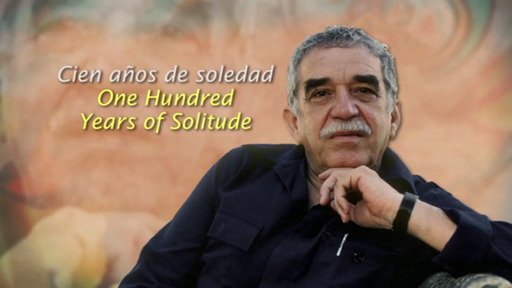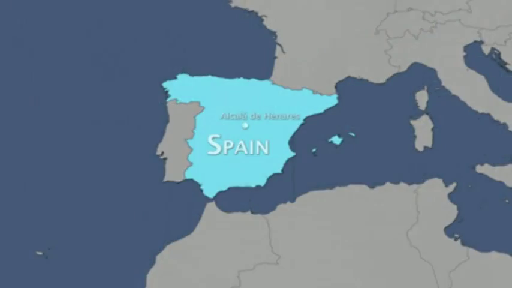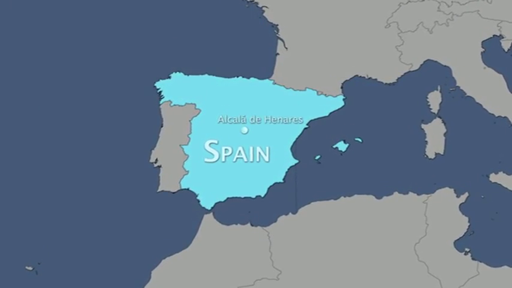And his novel, published in 1967, is Cien Años de Soledad, 100 Years of Solitude. In a future lesson, I'll talk about Garcia Marquez in general and Cien Años de Soledad in particular. Right now, I'd like to talk about a Spanish writer born in 1547 in Alcalá de Henares, outside Madrid, and the novel that made him famous.